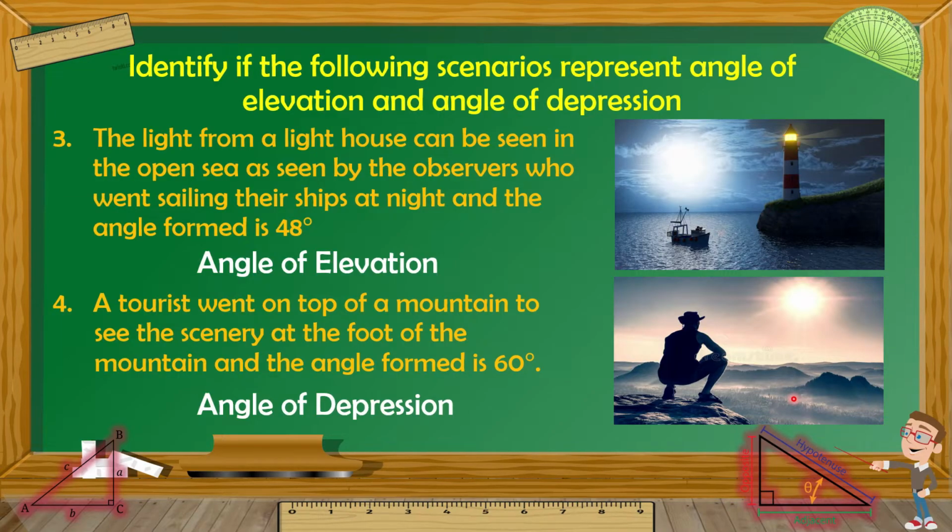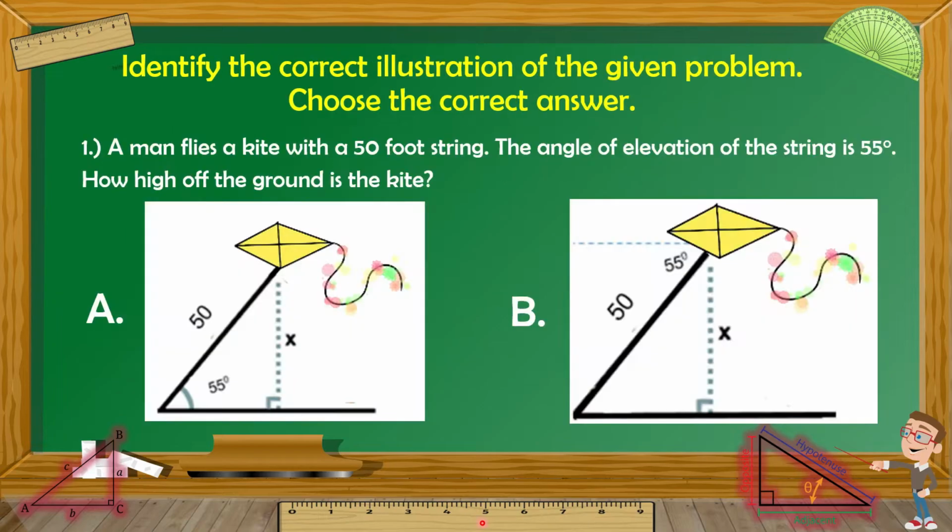Okay, so yan yung angle of elevation and angle of depression. So magbibigay pa tayo ng other example. Mag-illustrate naman tayo ng problem. So let's identify the correct illustration of the given problem. Choose the correct answer. So dito, given yung problem, pipili tayo kung alin dito yung correct illustration nitong given problem natin. So hindi tayo mag-solve dito, no? So pipili lang tayo ng tamang illustration nitong problem na ito. Sa next video tayo magko-compute.